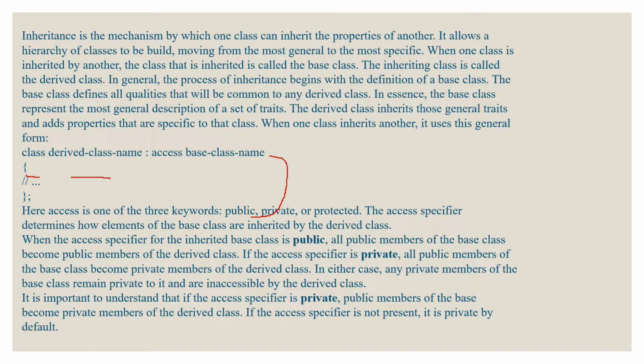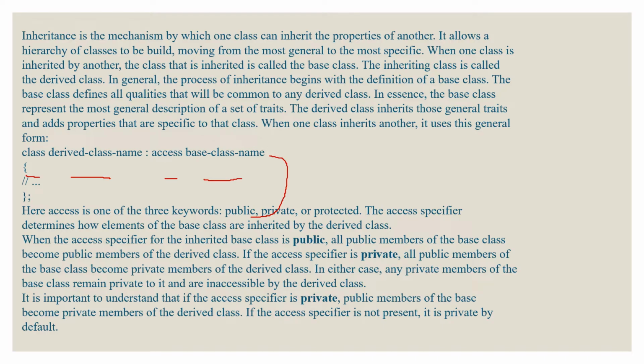After that we will use a colon and then the access specifier. As I told you earlier, we have the access specifiers public, private and protected. We already did that, you can see the previous video lecture. In access we will use either public, private or protected. So if we are writing public here, for example, then public and the base class name, that means the class which is already there.